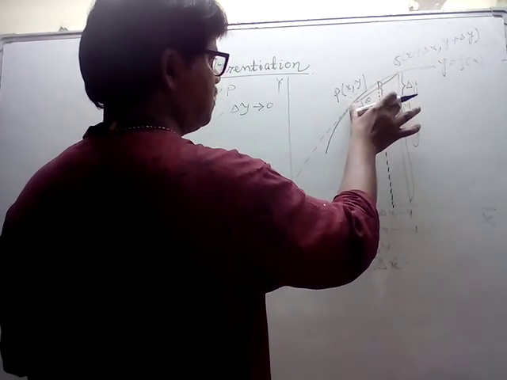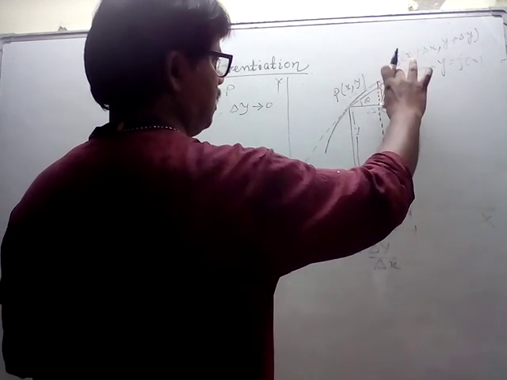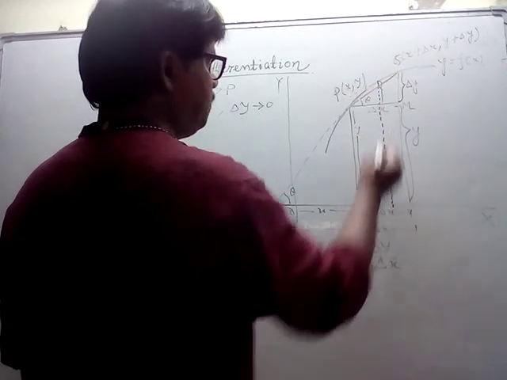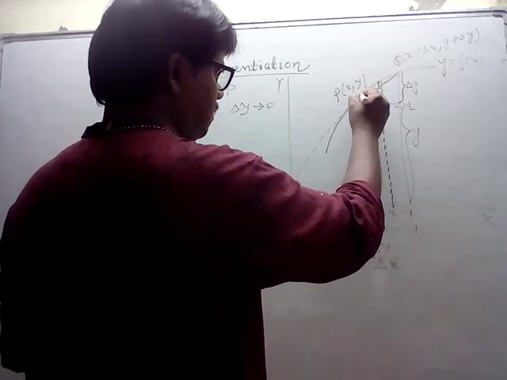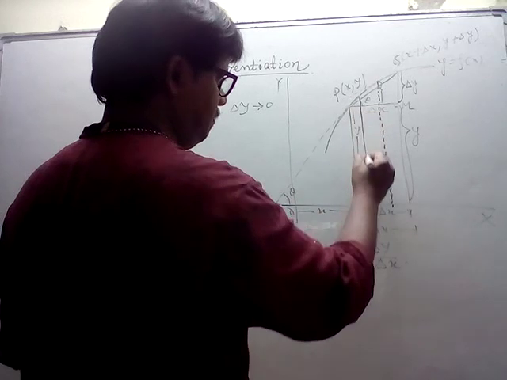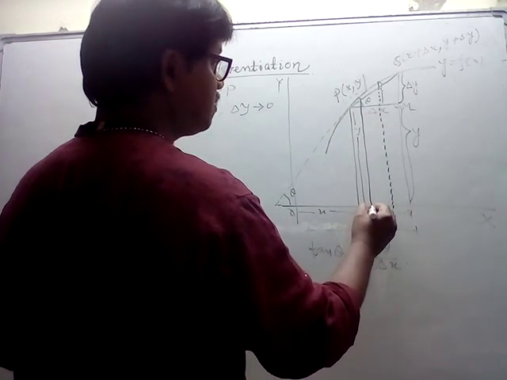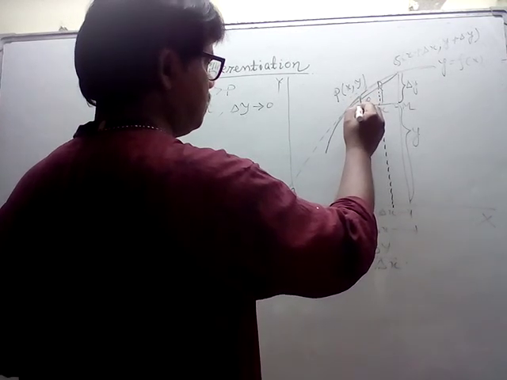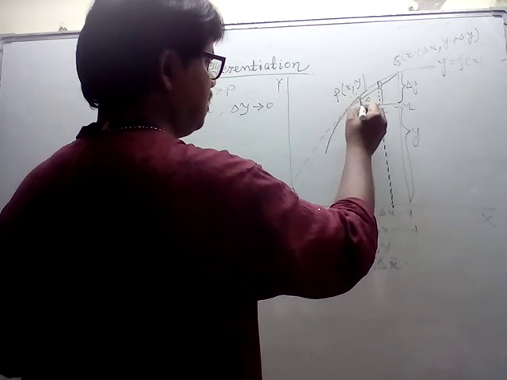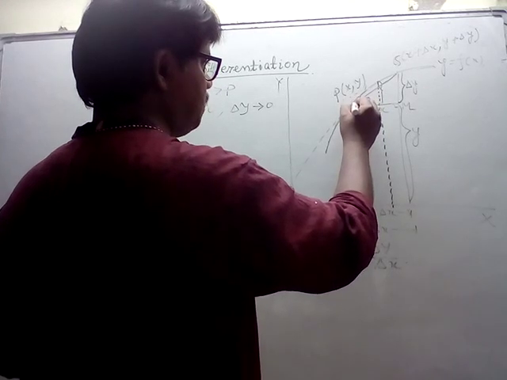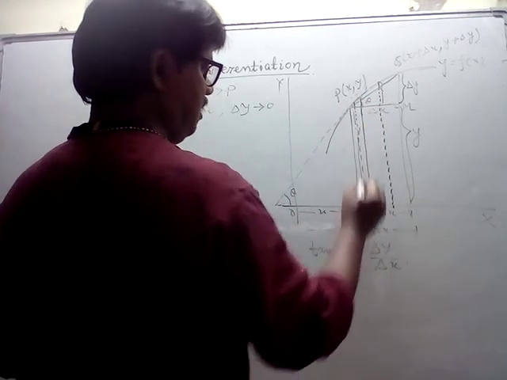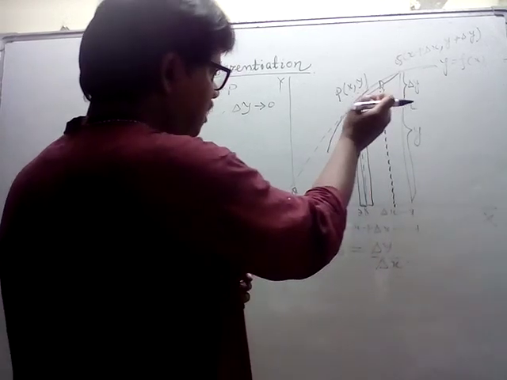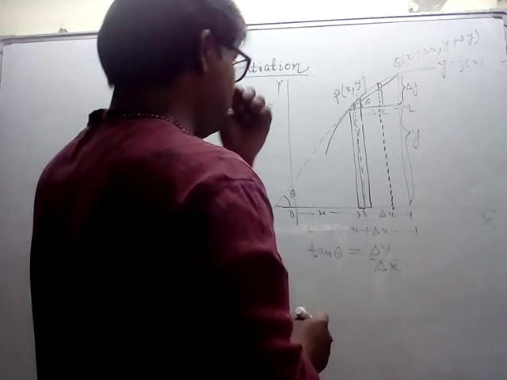If delta x decreases, tends to 0, then the numerical value of delta y also decreases. That is, if Q approaches more near to P, then here this will be delta x and this will be delta y. When delta x decreases, delta y also decreases. When Q comes here, delta x will be this and delta y this. That is, when delta x tends to 0, delta y tends to 0.